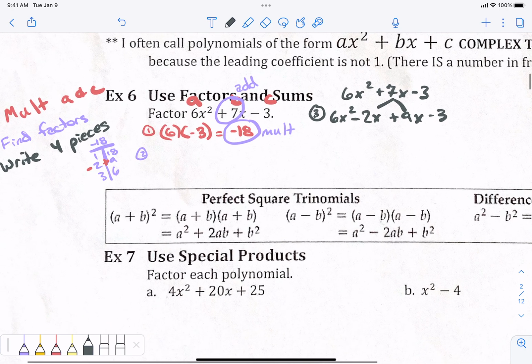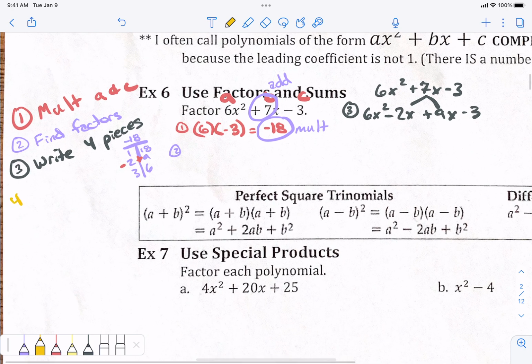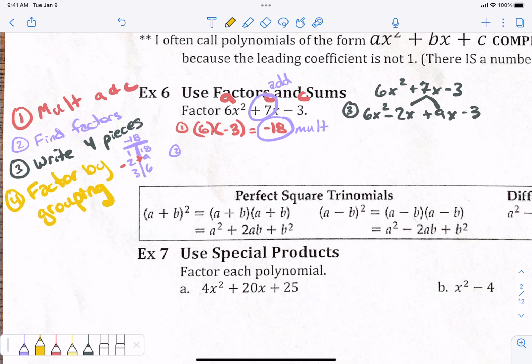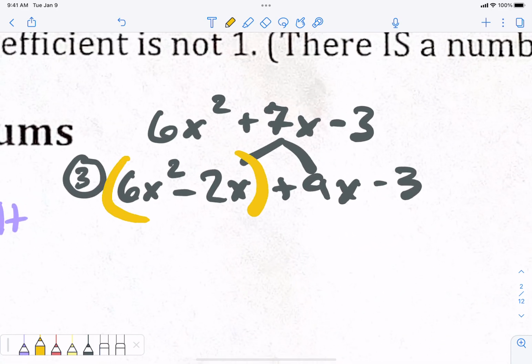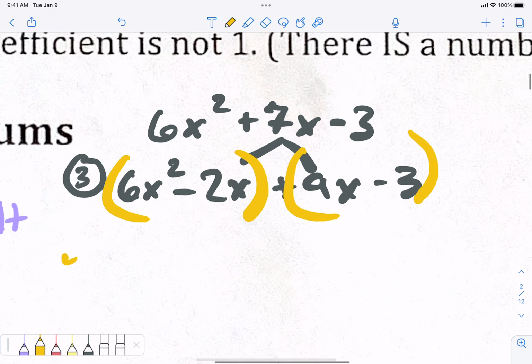Okay, last thing, step 4, is what's called factor by grouping. Okay? I'll let you write that down. Factor by grouping. Okay? And that is this. Step 4, here we go. We're going to group the first 2 chunks. We're going to group the second 2 chunks together. Okay? This is step 4.